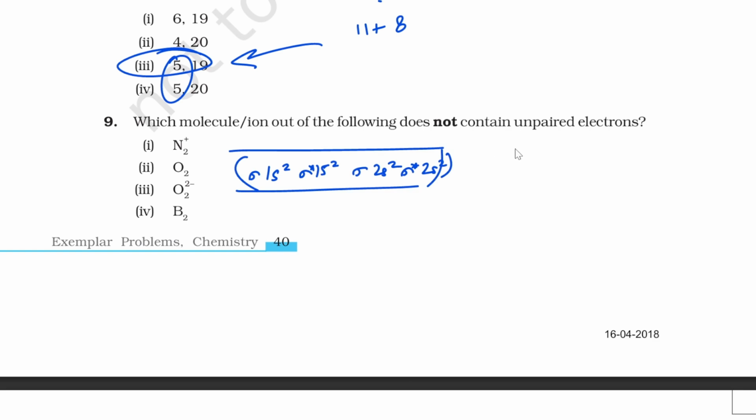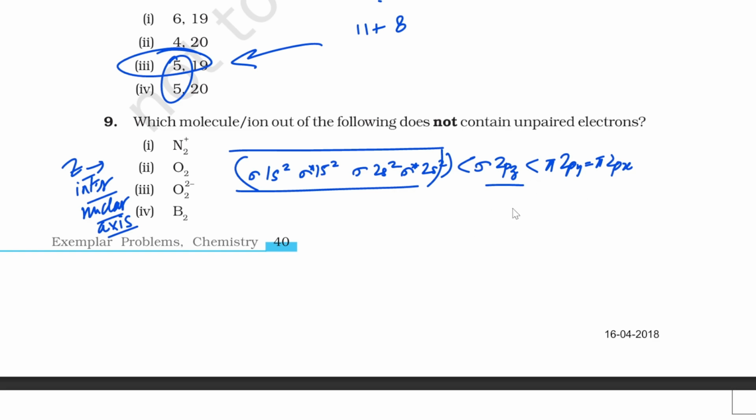Okay. After this, things become interesting. You have either sigma 2pz, which is less than, right? We are drawing the energy level. Then you have pi 2py equal to pi 2px. You're assuming that z is the internuclear axis. All this is theory, that's in NCERT, right? That's why this is z over here.